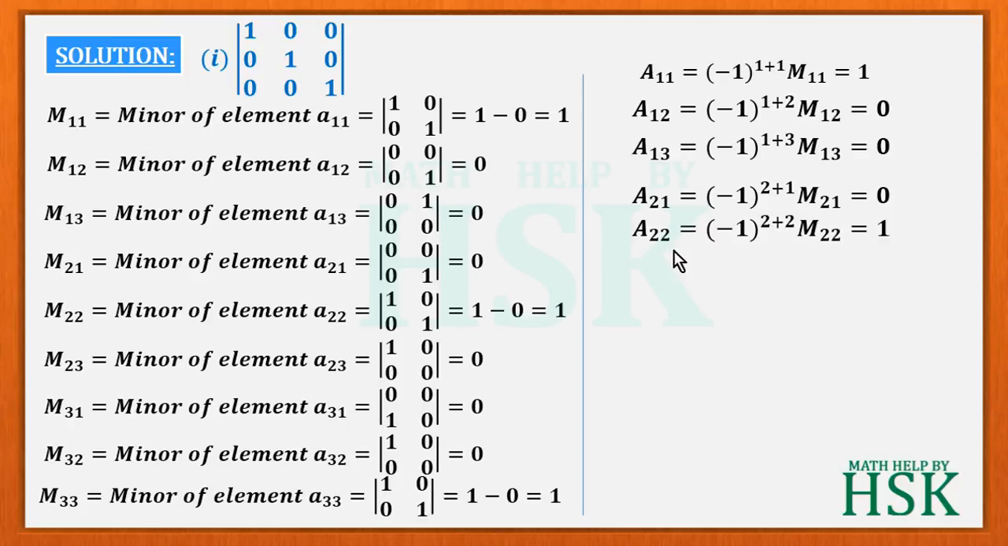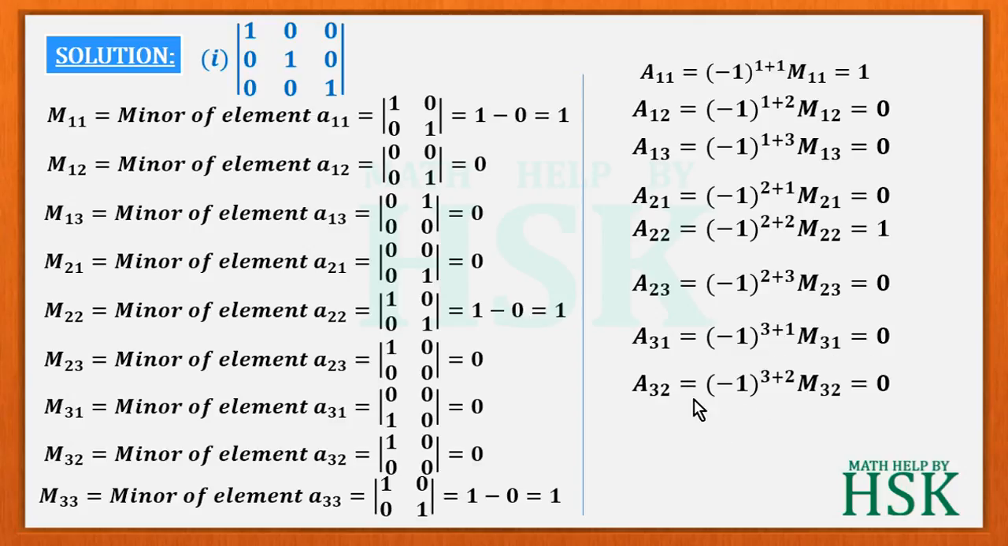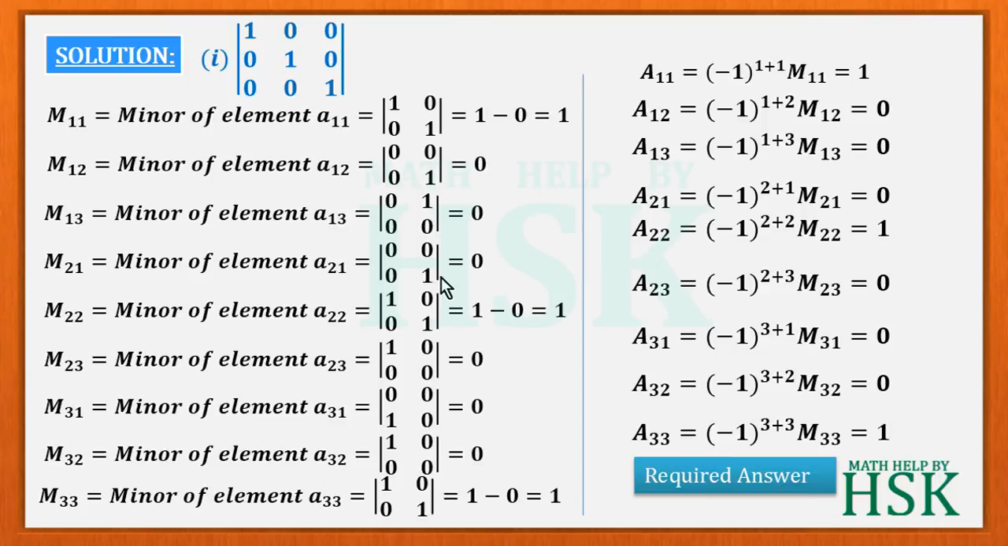A22 is equal to (-1) to the power of 2 plus 2, so this will be equal to 1, and M22 is 1, so 1. A23 would be equal to 0 because M23 is equal to 0. A31 again 0, M31 is equal to 0. A32 is equal to 0 because M32 is equal to 0, and A33 would be equal to (-1) to the power of 3 plus 3, and this will give us 1, and 1 into 1 is equal to 1. So this is how we calculate the minors and cofactors for the first part.